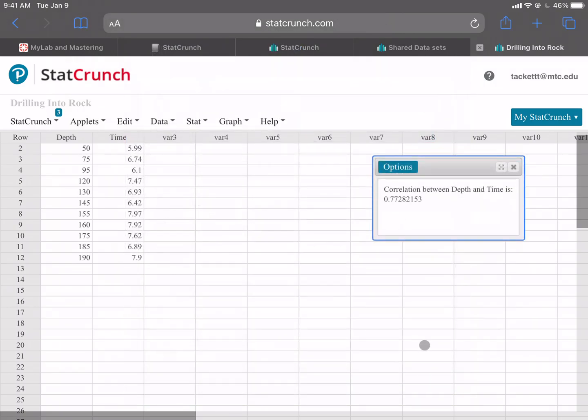And that's all I'm going to do. And we get a correlation between depth and time. That coefficient is 0.773.